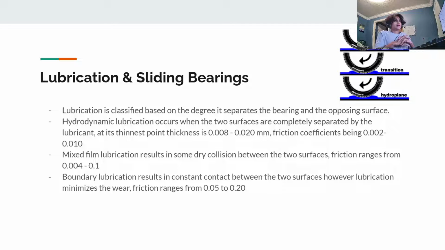And finally, we have lubrication and sliding bearings, and we're going to see how these two amazing elements intertwine with each other. So lubrication is classified based on the degree it separates the bearings and the opposing surface.